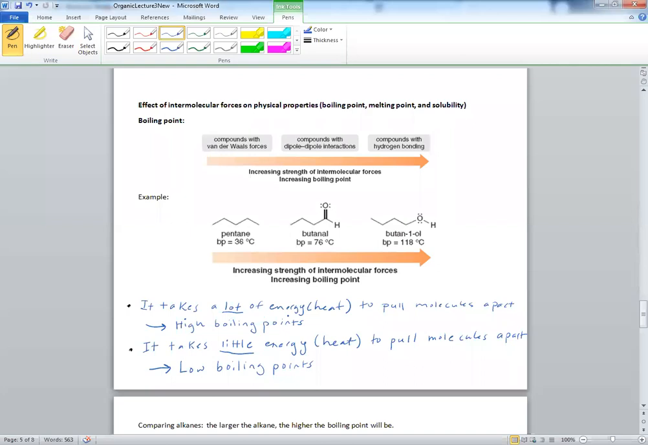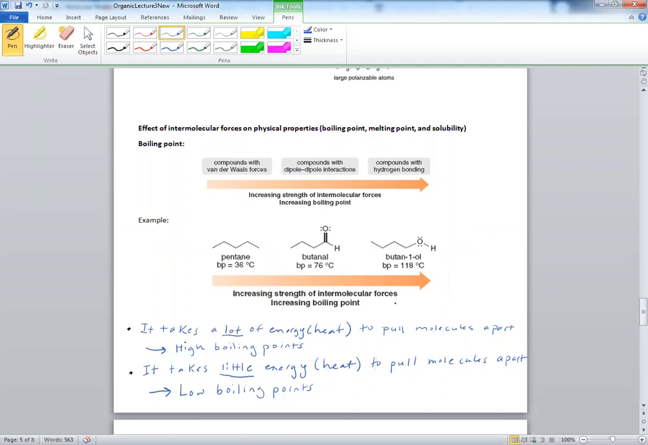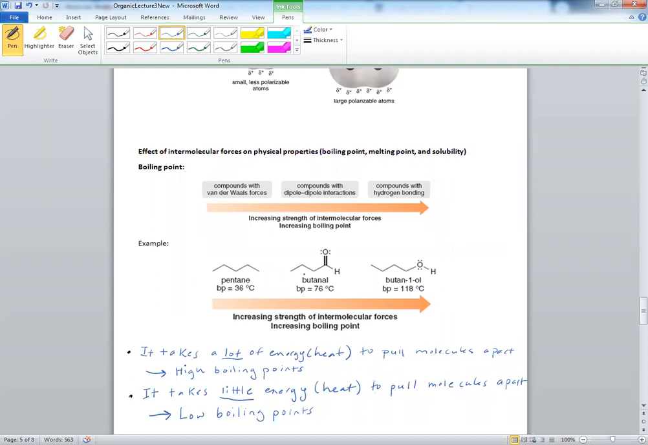So it takes a lot of energy, heat, to pull molecules apart, and that results in high boiling points. And it takes a little energy, heat, to pull molecules apart. That results in low boiling points. So that's the explanation here. Let's look at an example, and I'm going to show you a simulation here.